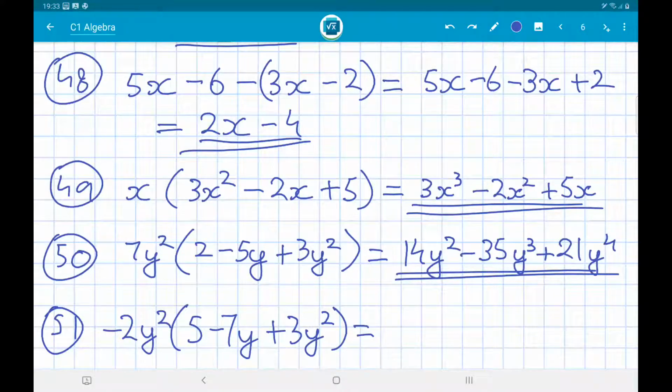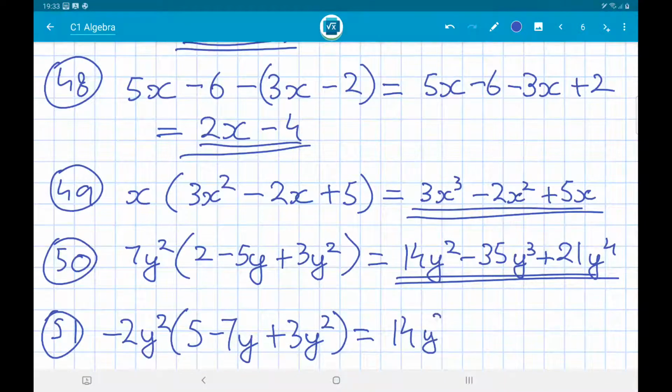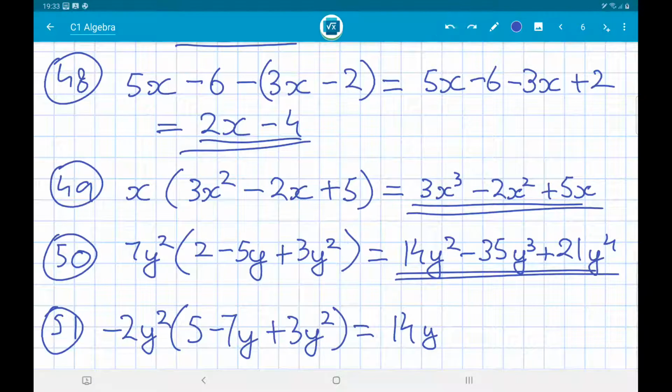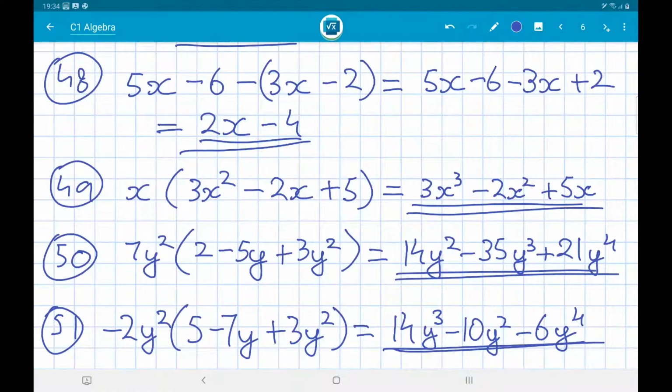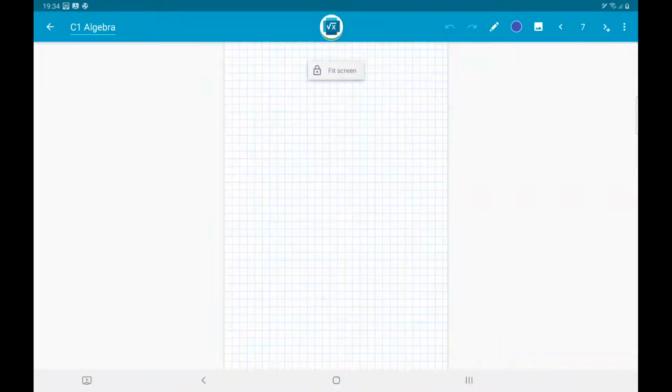So you get 7 times 2, 14. So you've got minus times minus, 14y cubed minus 10y squared minus 6y to the 4. Of course, usually you'd put it in descending order because that's how the indices prefer to be. They love being in descending order. But we're going to leave it as that because you can write it however you want, realistically speaking. Alright, moving on to the next one.